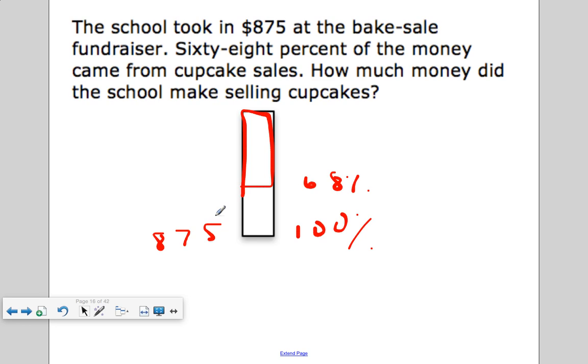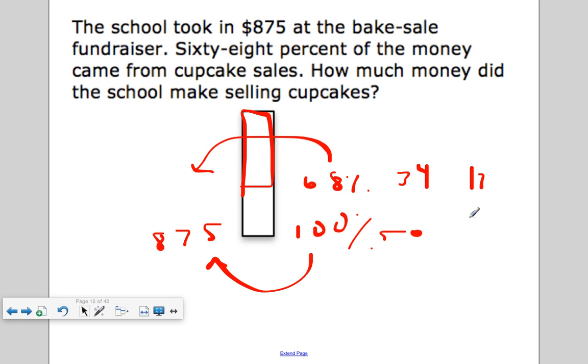So as we look at this, can 100 be built to 875? Intuitive students will say yes, you multiply by 8 and 75 hundredths. If you can figure it out, go ahead and do that. I don't know about you, but I prefer working with whole numbers. So can I simplify 68 over 100? I can simplify to 34 over 50. I can divide by 2 again and get 17 over 25.